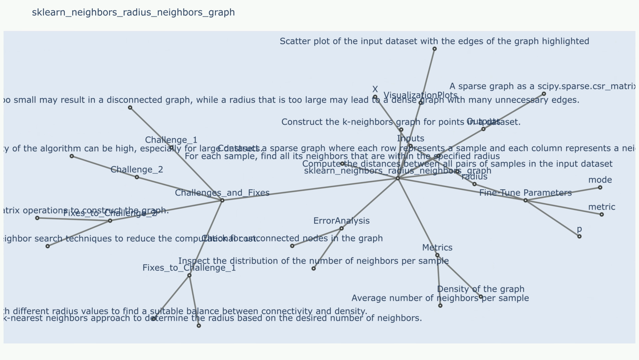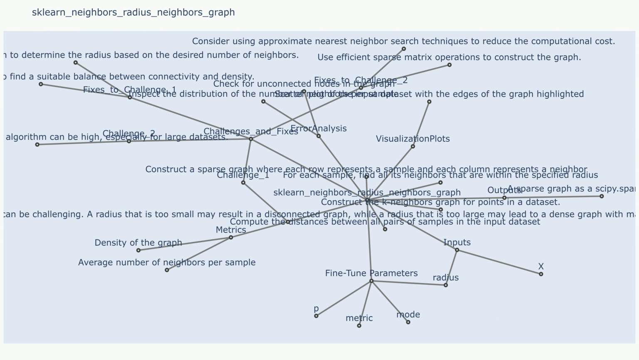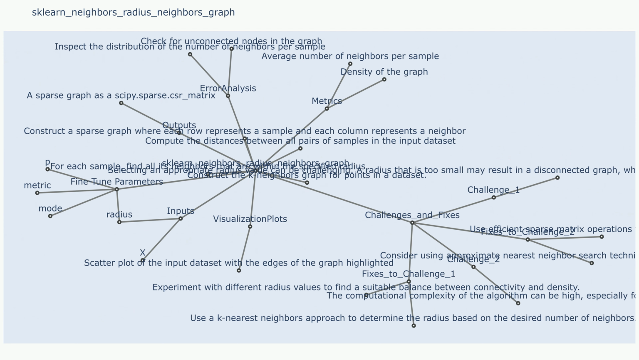Challenge 2. High-dimensional data can make it difficult to visualize and interpret the resulting graph. Sample use case. In high-dimensional spaces, the notion of distance becomes more complex, and visualizing the graph can be challenging due to the increased complexity. Fixes. Use dimensionality reduction techniques like PCA or t-SNE to reduce the dimensionality of data before constructing the graph. Explore alternative visualization methods like force-directed layout algorithms that can help to represent the graph in a more informative way.